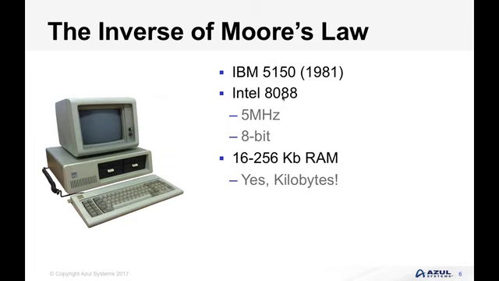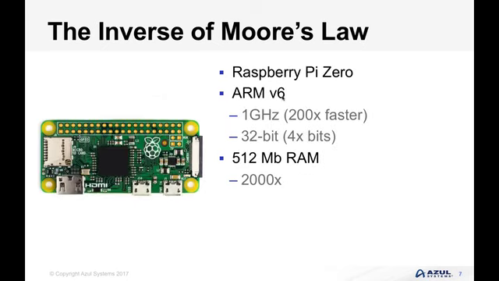But if we look at what that cost, if we adjust the cost forward to today's numbers, that would be about $4,500. $4,500 for an 8-bit processor and, let's say, 32 or 64 kilobytes of memory. Let's compare that to what we have today. Let's take a very good example, which is the Raspberry Pi Zero. Now, this has been around for about a year, 18 months, I think.